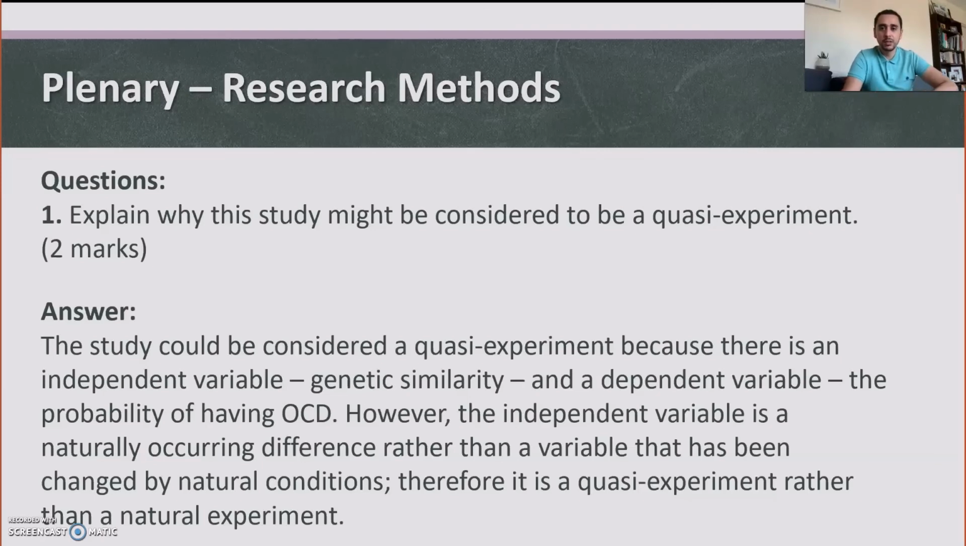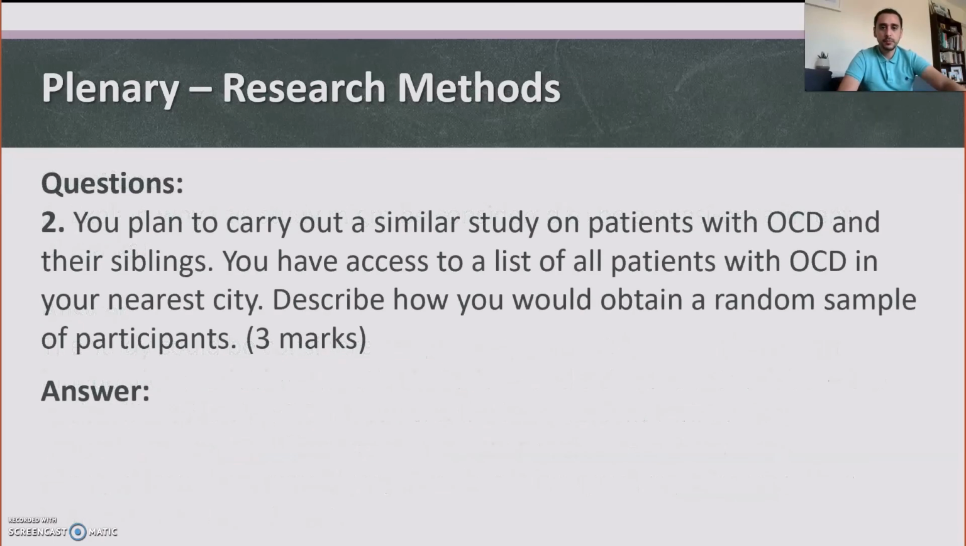You can't have a bunch of participants come in and say, okay, you guys are going to be in the OCD group and you guys are going to be in the non-OCD group. You've either got OCD or you haven't, all right? It's naturally occurring, and you can't make someone have OCD, right? So having OCD, or having the genetic vulnerability to OCD, makes it a quasi-experiment.